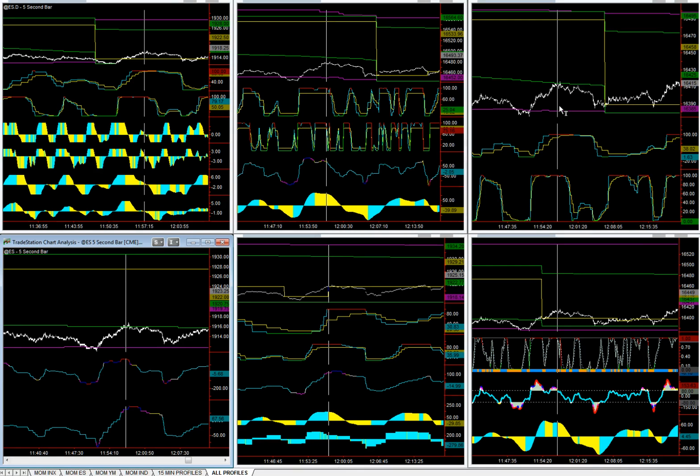So we use this constantly, and every single indicator here is a useful part of the equation that goes into our decision-making process. So the All Profiles workspace is a very useful tool that we explain in more detail in the demo, which we invite you to take.